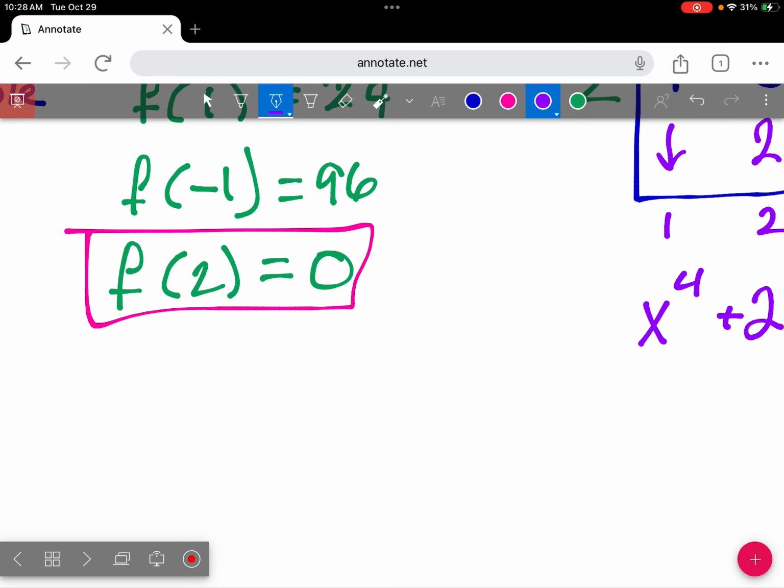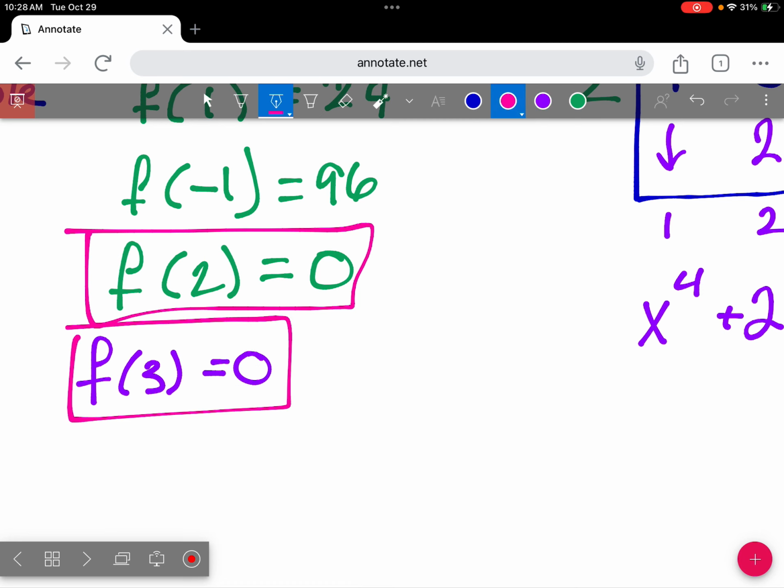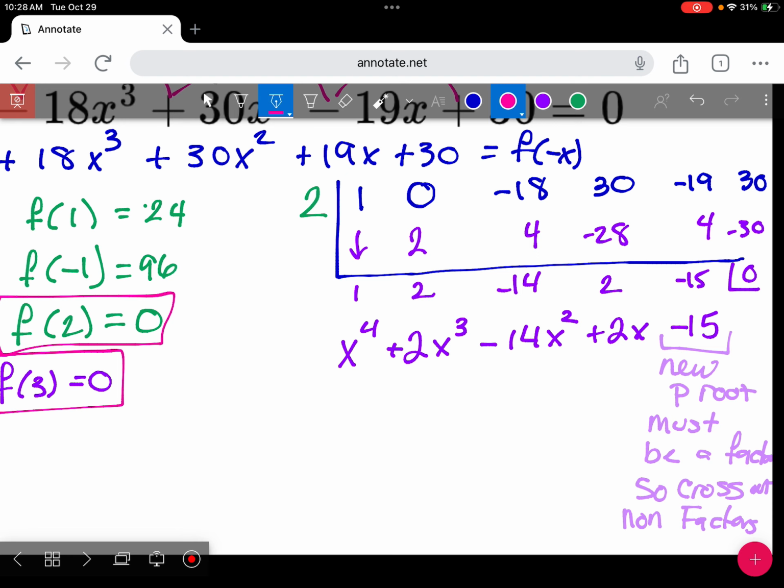You can do 3. Is 3 a root? Yeah, f of 3 is 0. So we have another root at 3. So do we take it out again? We can actually take it out of this guy. So we're going to divide 3 out of our remainder function.